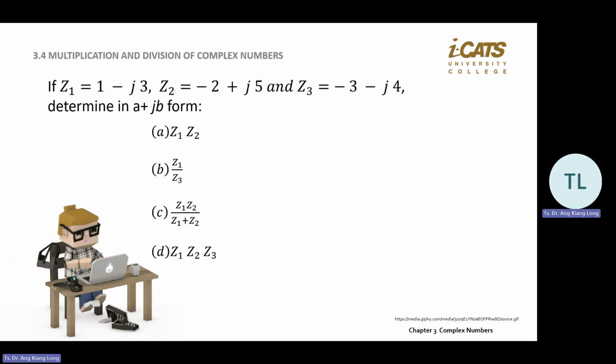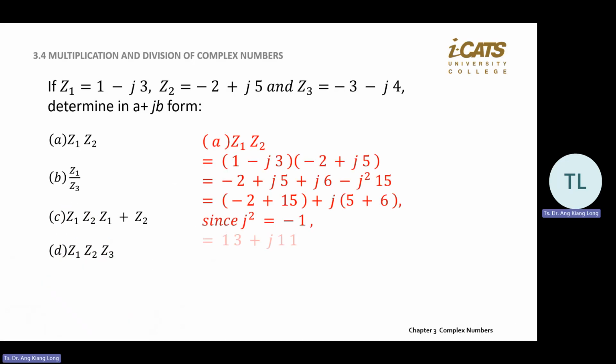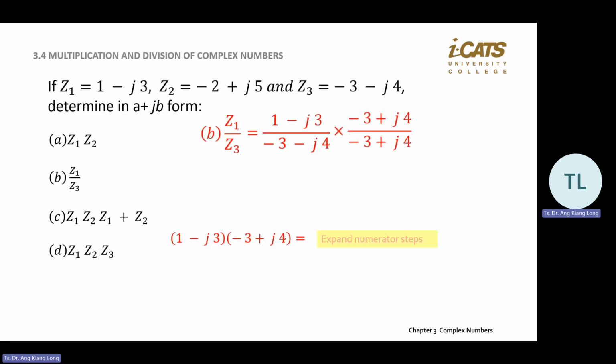Multiplication of Z1, Z2, you will get 13 minus J. Z1, Z2, you get minus 1, 2J. And you see this one has a denominator or fraction format. Remember, the question actually wants to test whether you know how to use the conjugate. Okay, I will jump to the third question.